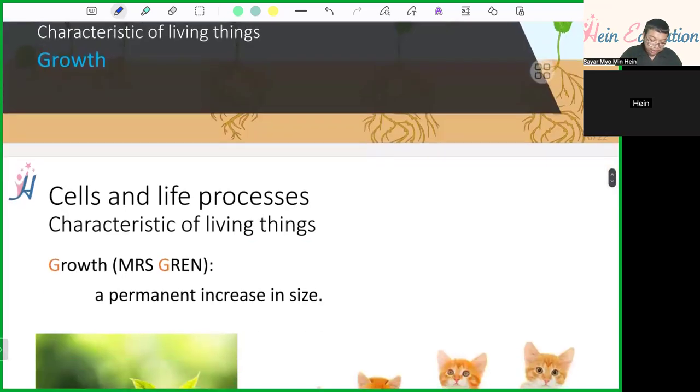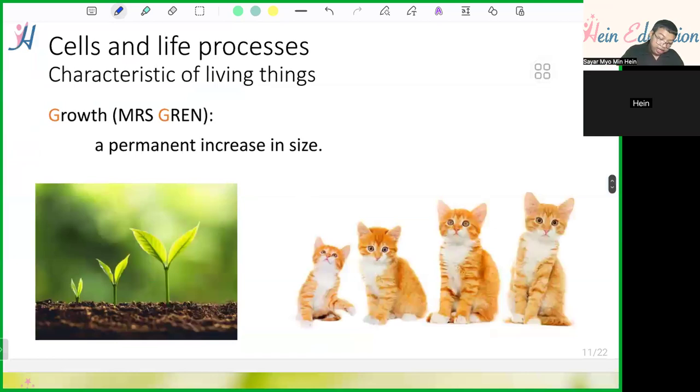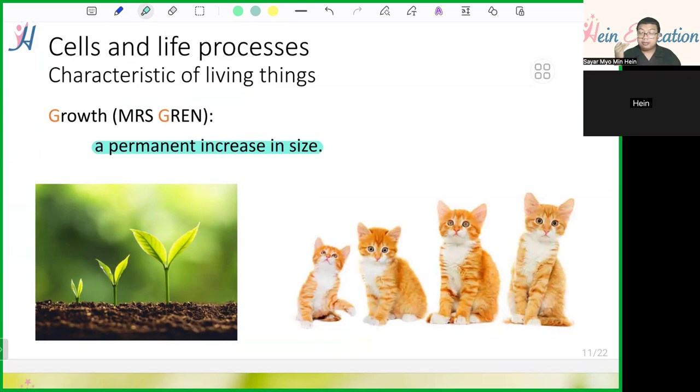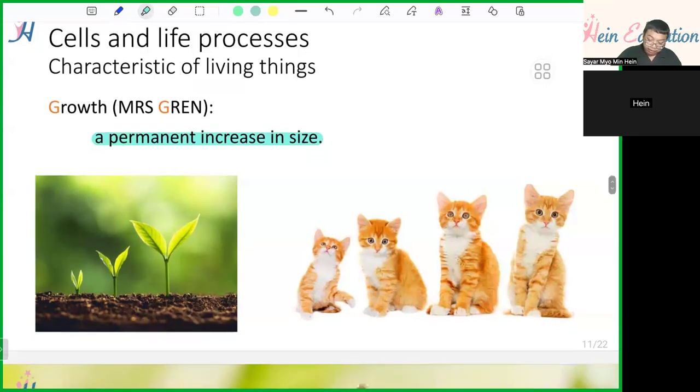So in terms of definition, growth is a permanent increase in size. That basically means it will also increase in the number of cells, right? A permanent increase in size is not only for plants, it's also for animals. The size gets bigger and bigger. So this is a very good distinguishing point between living and non-living, where living things can grow gradually, but non-living things will not grow in size or in number. So this would be the fourth characteristic of living things.